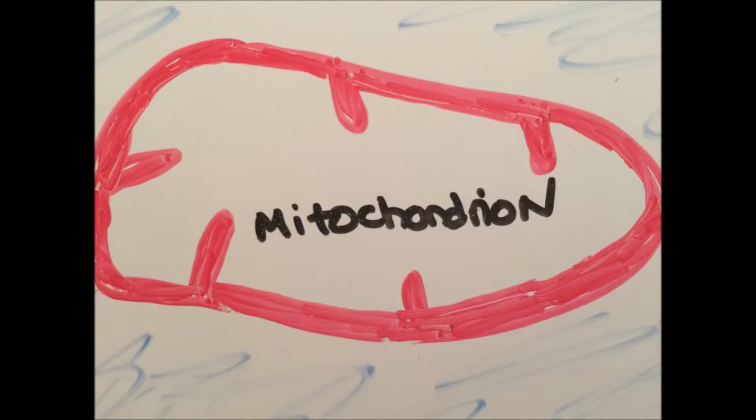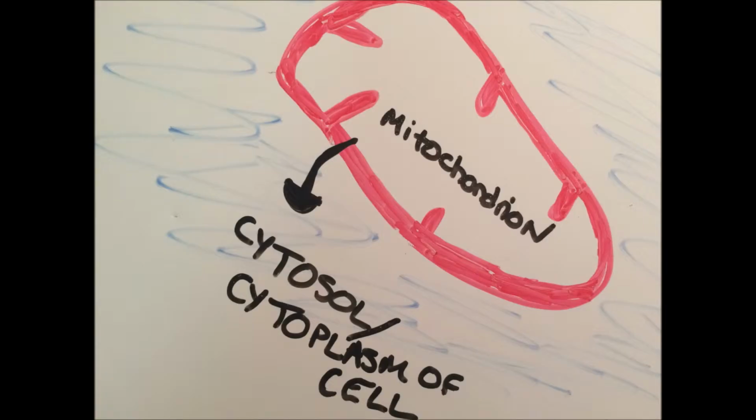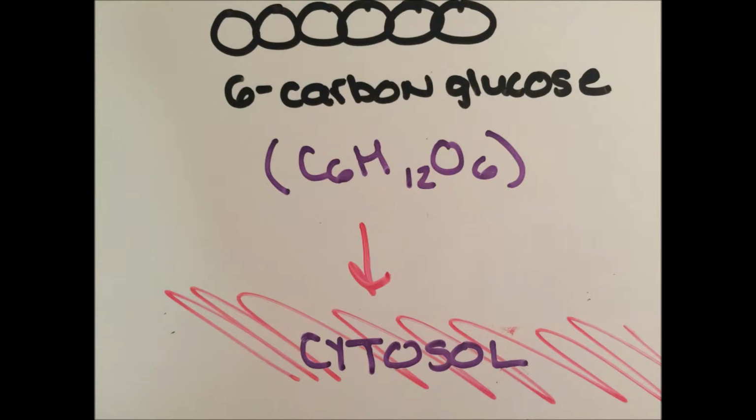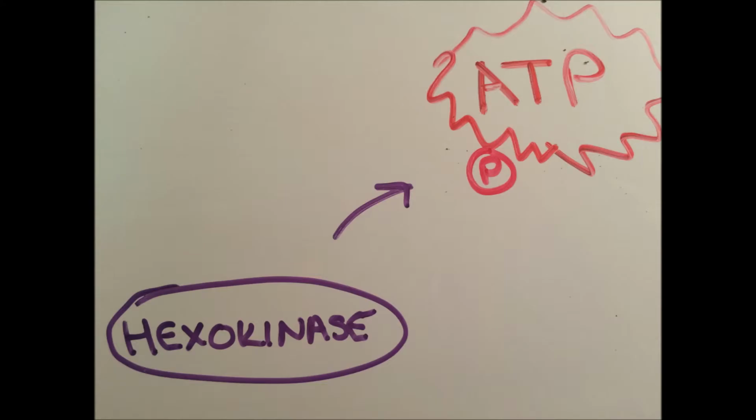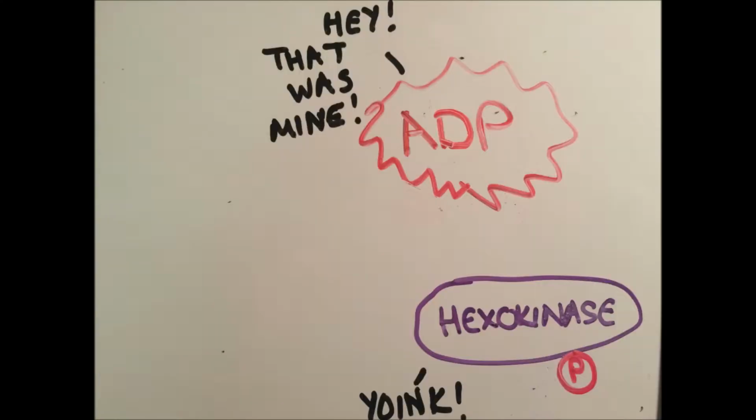Overall, cellular respiration occurs in the mitochondria, but glycolysis specifically occurs in the gel-like cytoplasm of cells. Once a 6-carbon atom glucose molecule enters the cytoplasm of a cell, a phosphate group attaches itself to the glucose via a hexokinase enzyme. This enzyme accomplishes this by taking phosphate away from ATP, converting it to ADP, which is adenosine diphosphate.